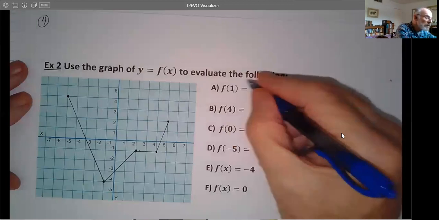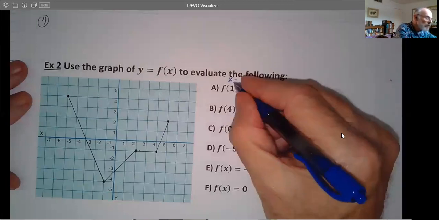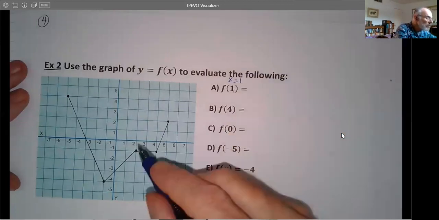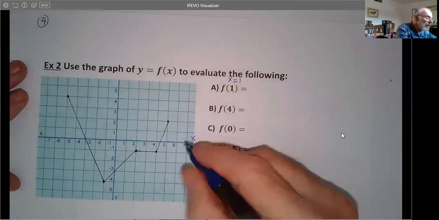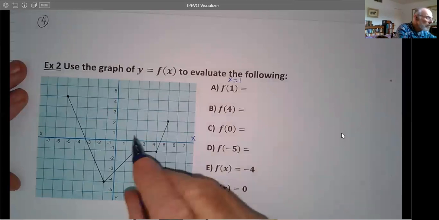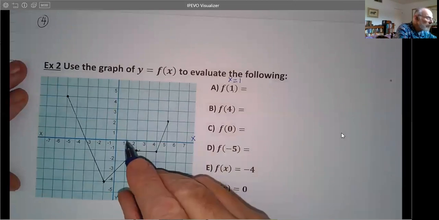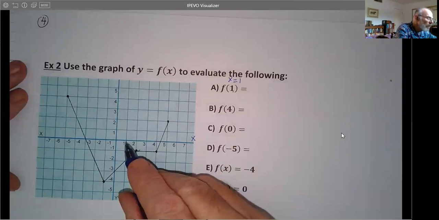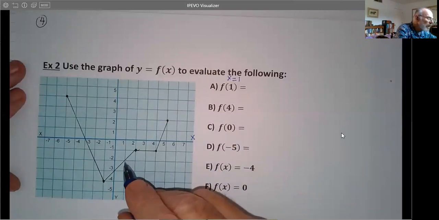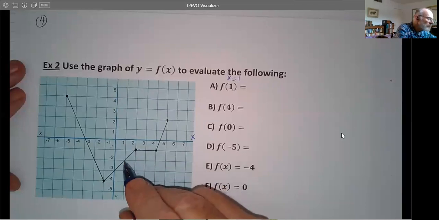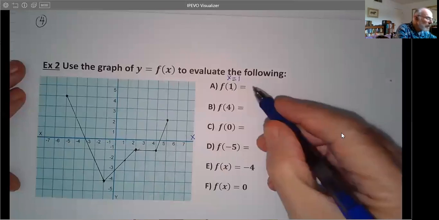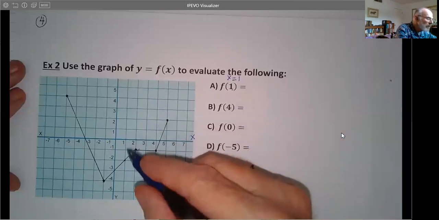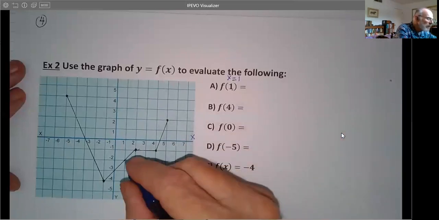So this is x equals 1. I go over here to where x equals 1. Remember, this is the x-axis. So here's where x equals 1. What is y equal? Well, you have to find where the line crosses 1 on the x-axis. So I just go straight down, and it's right here. Okay? So where x is 1, we've got a point down here.